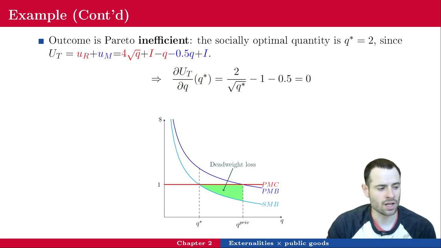I'm not sure I understand the last comment in the chat. The consumer surplus is not negative. Only that part is negative, but that whole part is positive. Q prime is not Pareto efficient. It's Q star. Precisely because there is a negative surplus here, Q prime will not be Pareto efficient. Q star is Pareto efficient.